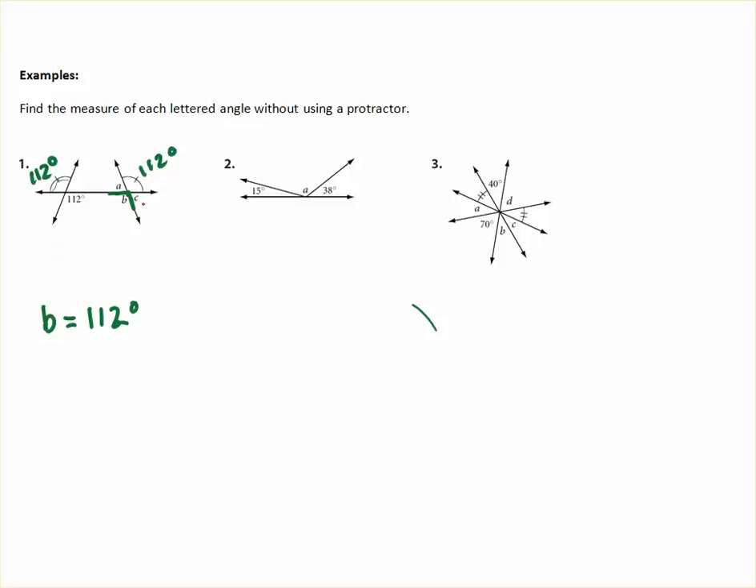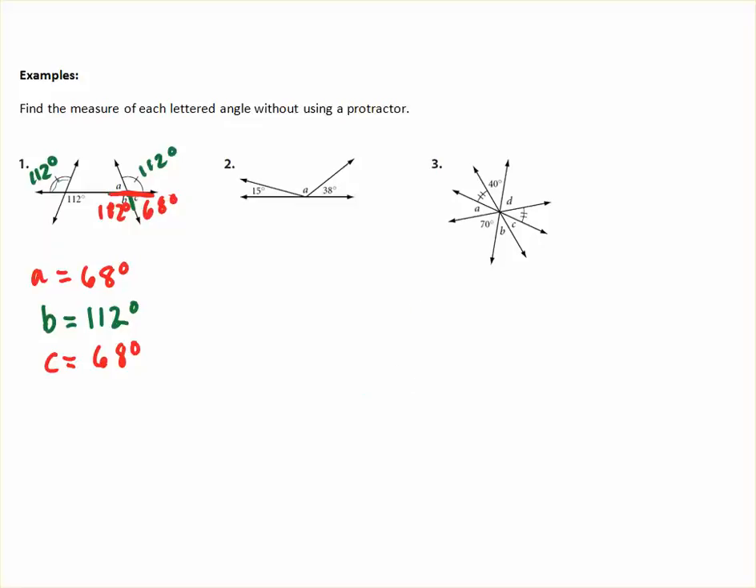Then I can notice that, for instance, B and C here form a linear pair. So if I take 180 degrees minus B, which is 112, I come up with C is 68 degrees. And since C is vertical to A, that implies also that A is 68 degrees. So that's how I figured out number one.